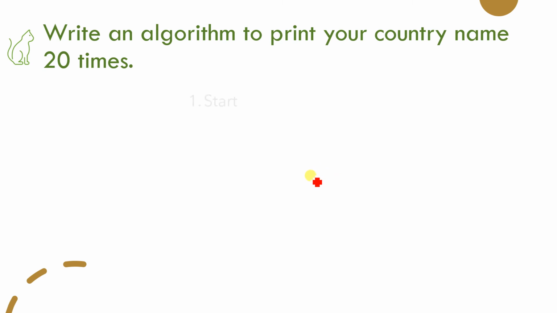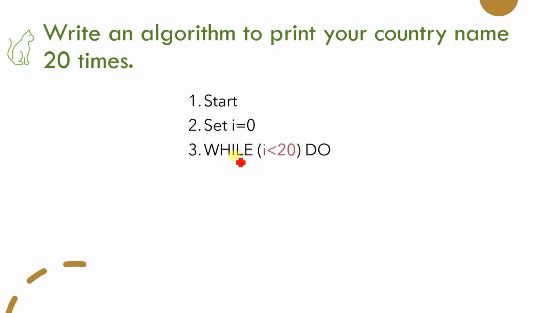So how to do that? I'm writing the steps by following the rules of while loop. Already we have discussed it. So the first line of our problem will be start. The second line, I have to set the value, that is I is equal to 0, because I need to print my country name 20 times. Then I have written while I is less than 20.